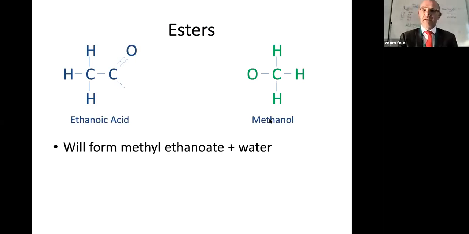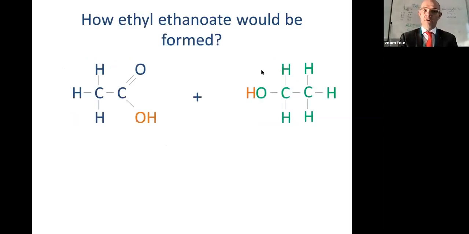How we name it is like this. We start with the alcohol and we change that into methyl. So it was methanol, so we have methyl, and then we just get the next bit and we go ethan and we end it in oate. So methyl ethanoate. That ester is called methyl ethanoate, and we always make water as well. If we added ethanol together, that would make ethyl ethanoate, because we get the alcohol and we take the suffix and we add yl, and then we take the acid and we change it from ethanoic acid into oate. Okay, so we have ethyl ethanoate.